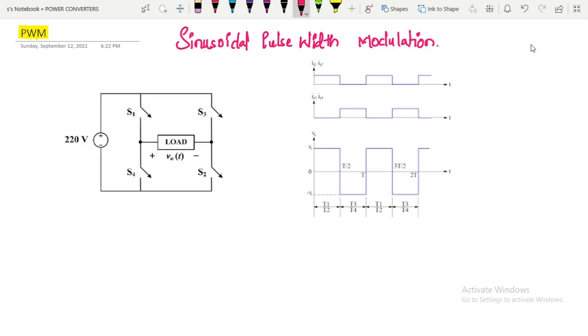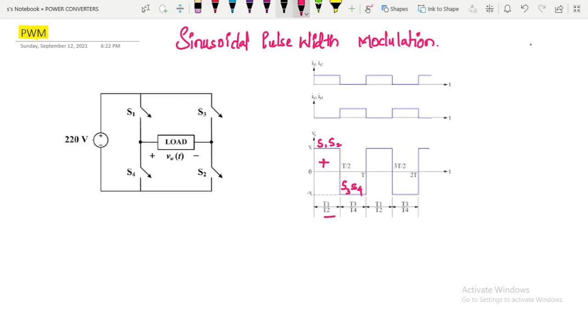So to get the output as positive VDC, we are going to turn on S1, S2. Here T1, T2 stands for switches 1 and 2. To get negative peak of output, we are going to turn on S3, S4. So while S1, S2 are turned on, S3, S4 are turned off. Similarly, while S3, S4 are turned on, S1, S2 are turned off. So this was the scheme for getting AC output.